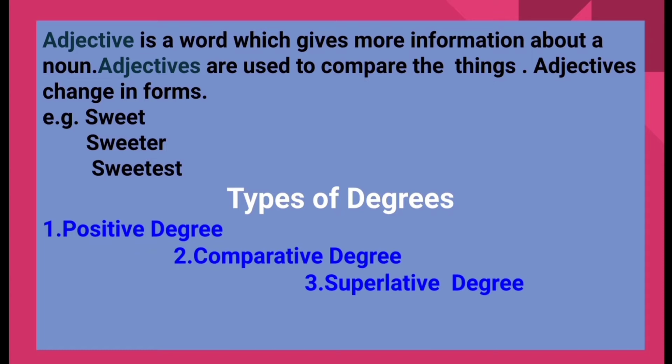Adjectives change in forms. We can give adjectives gradation. For example, sweet, which is मीठा, sweeter, which is more sweet than that, and sweetest, the most sweet. So this kind of gradation we can give in adjectives. So it is possible to make their degrees. So we have three types: positive degree, comparative degree and superlative degree.